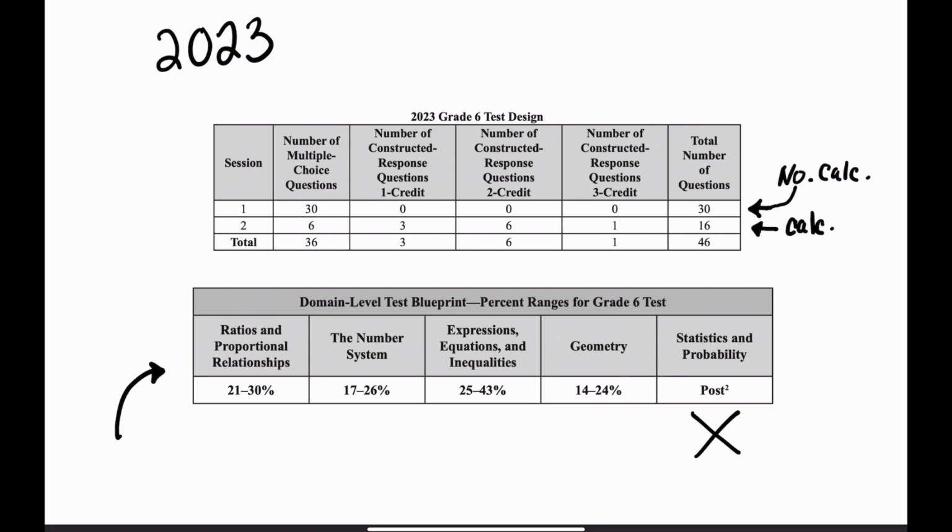RP or ratio problems, you'll notice they are anywhere between 21 and 30% of the test. Number systems questions, those are computation type problems, so a little less than a quarter of the test. And the biggest portion will be your EE questions, your expressions and equations. This is basically your algebra, and that might be almost half the test, so anywhere between 25% to 43%. And the last section will be geometry, which is up to 24% of the test.